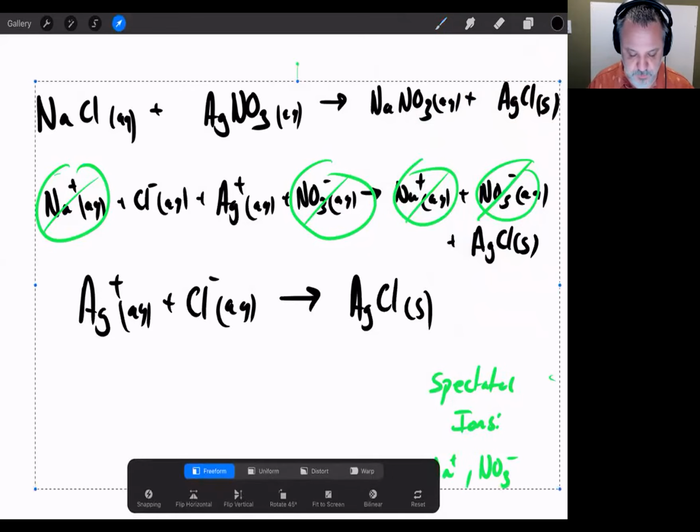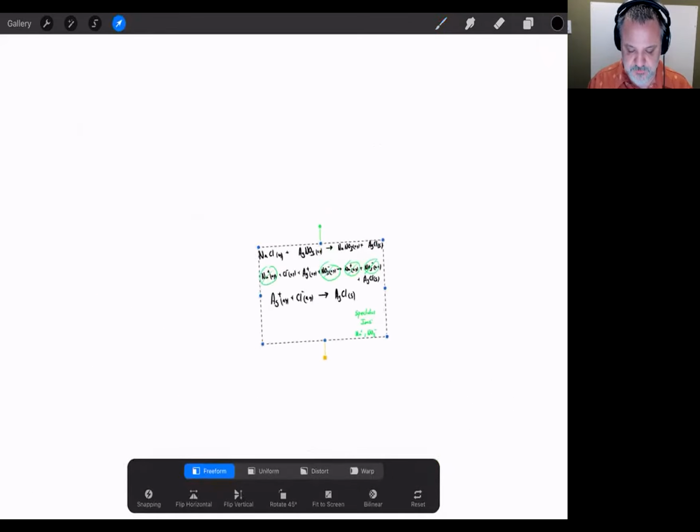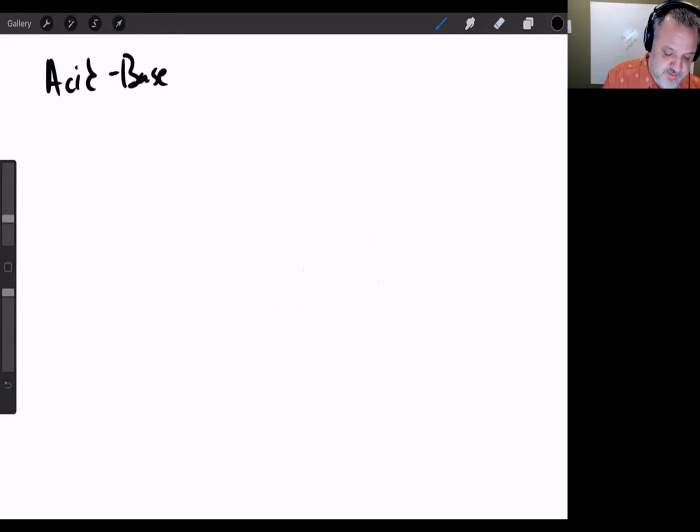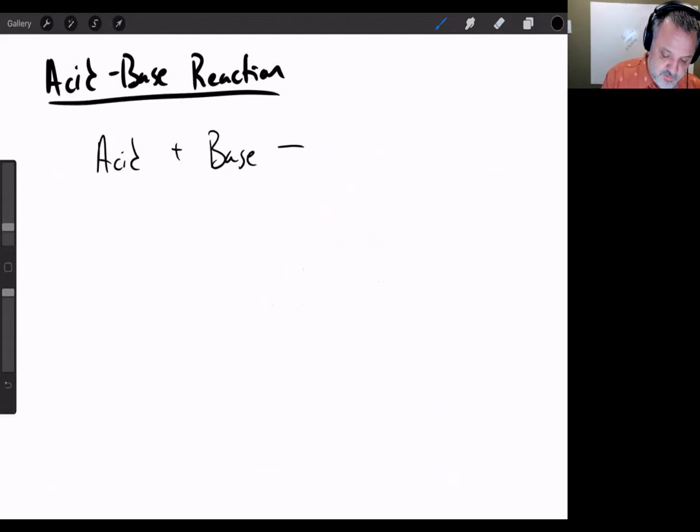Okay, well, let's do that acid-base business now. There's one more type of reaction that you have to complete, the acid-base reaction. And this is how acid bases work. Acid plus base produces water plus salt. And remember, salt just means ionic compound.